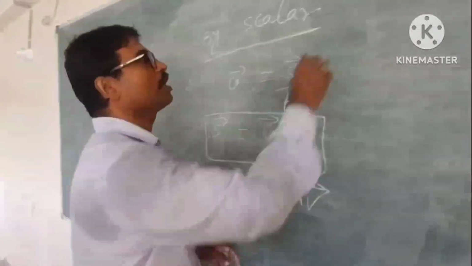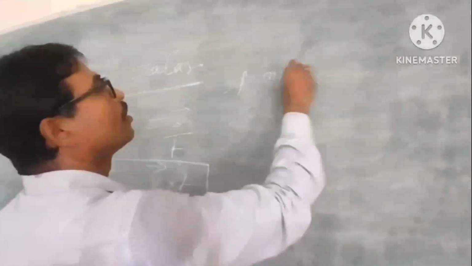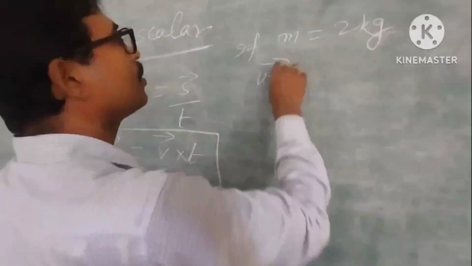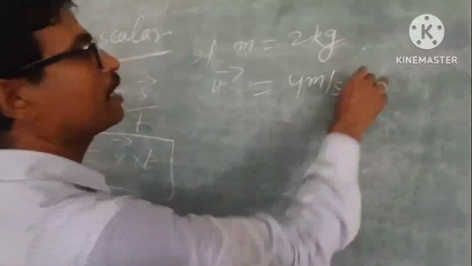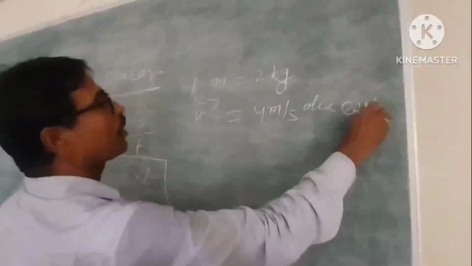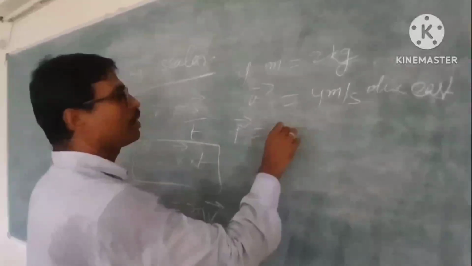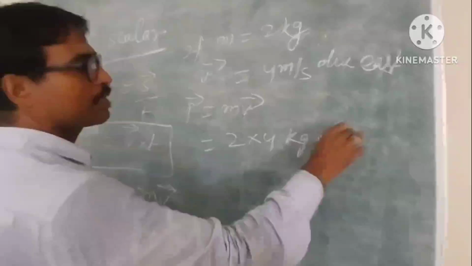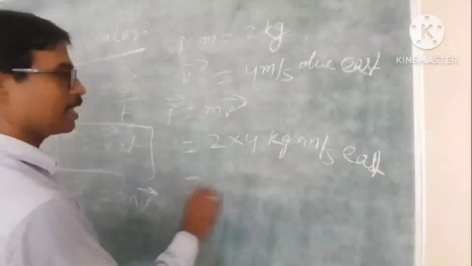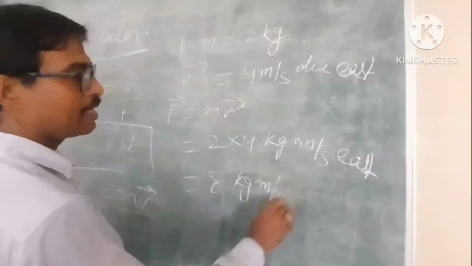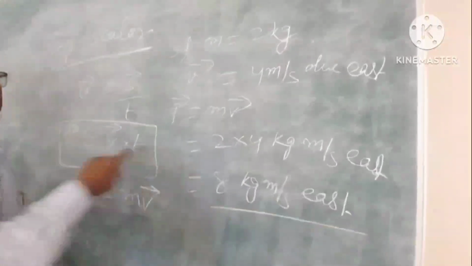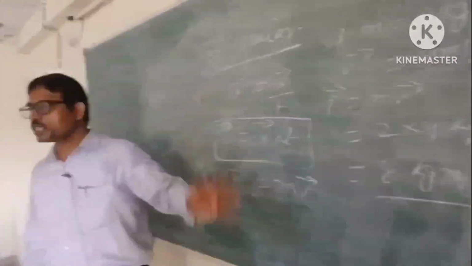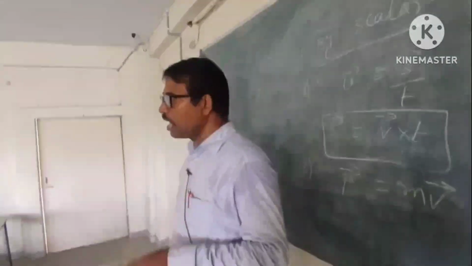Suppose m is equal to 2 kg, v is equal to 4 meter per second due east. So the product P is equal to mv, that means 2 into 4 kg meter per second east, so that means 8 kg meter per second east. In this way, you get another vector quantity after multiplication. Okay, this is the process of addition, subtraction and multiplication.